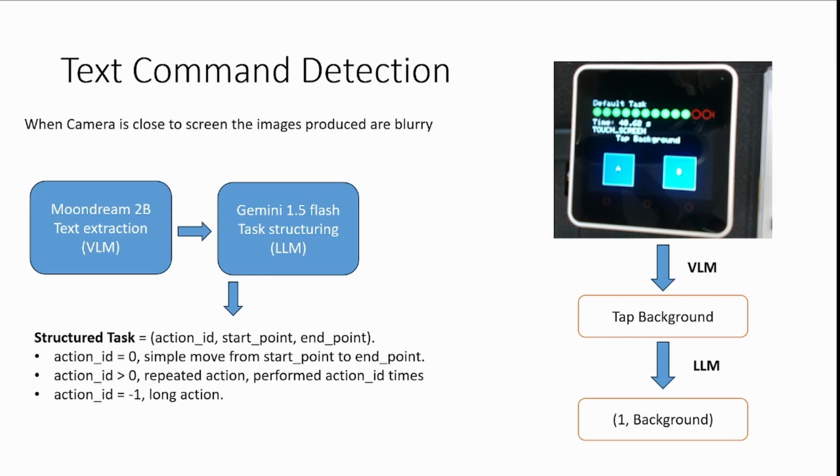For the text command detection, we depended on a VLM model, Moondream 2 billion, to extract the text of the task from the screen, and then we pass it to an LLM to create a structured task in the following format, to handle the random nature of the task generation. If the action ID is 0, it indicates a simple movement between two points. If it is positive, it means a repeated action, and if it is -1, it means a long action. This structured task will be published.